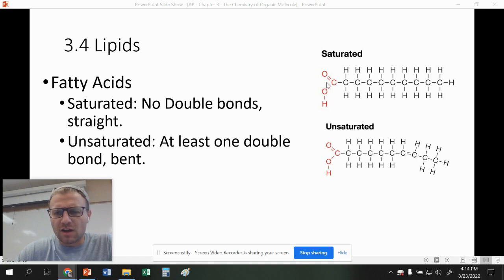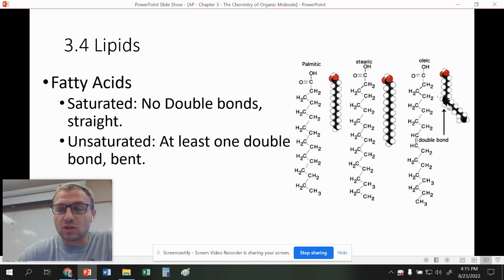Now you might say, Mr. Fradov, hey, look, there's a double bond right here. Does that mean it's unsaturated? No, that's where the fatty acid begins. That's the carboxylic acid. You have to look at the carbon skeleton for the double bonds. So there are no double bonds here. It's saturated because it's saturated with hydrogens. Here's a double bond. As long as it has one, it's unsaturated. It could have like 10 of these double bonds. As long as it has one, it's unsaturated.